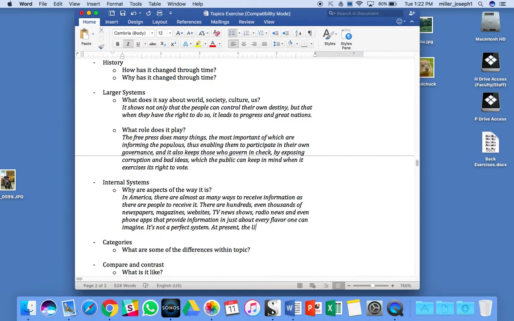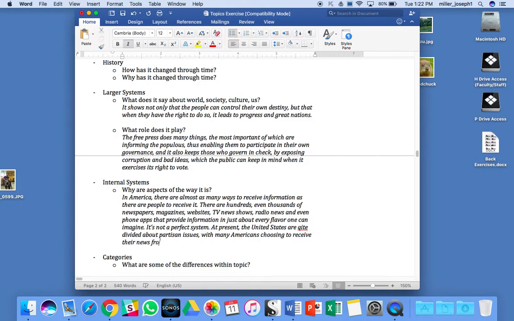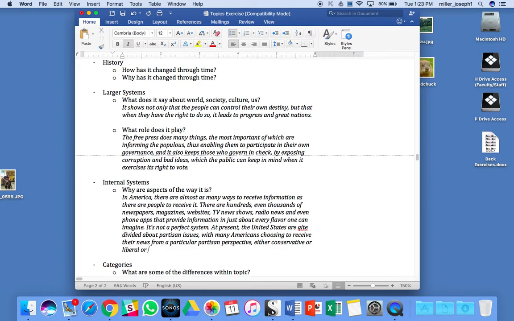The United States are quite divided about partisan issues, with many Americans choosing to receive their news from a particular partisan perspective, either conservative or liberal, or many other political inclinations.